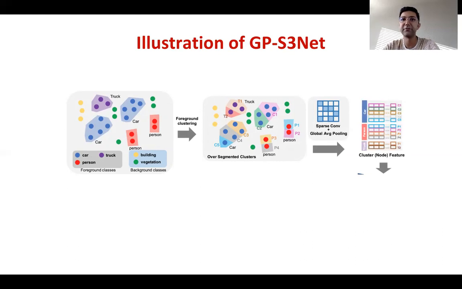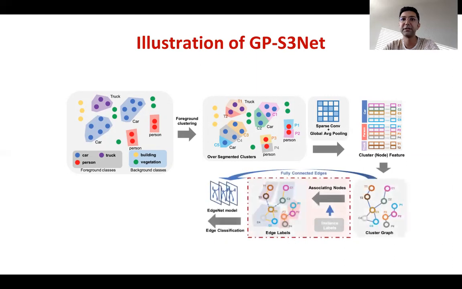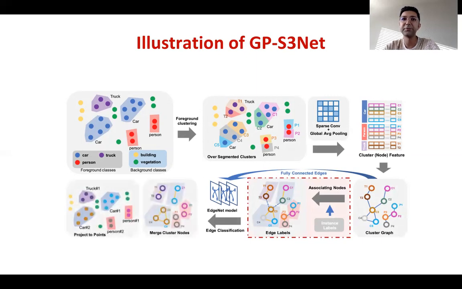These features are then fed into a fully connected GCNN model called EdgeNet to predict the edge class for each cluster pair. Finally, the edge predictions are passed to the merge cluster node block to create the instance information. Note that EdgeNet is supervised with edge labels only during training, as shown in the red dashed box.